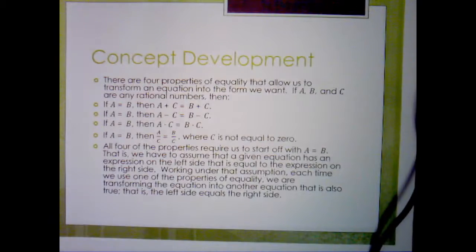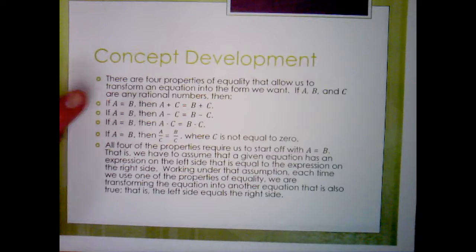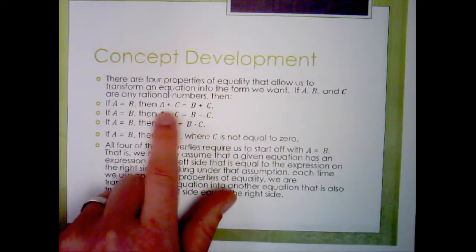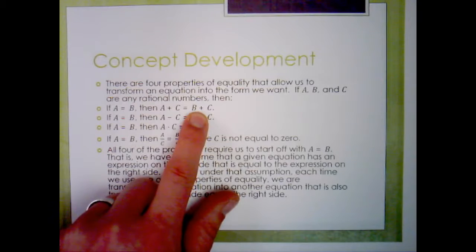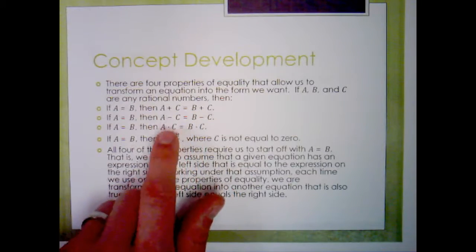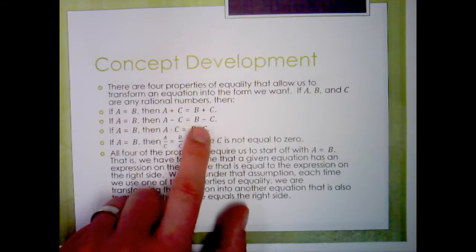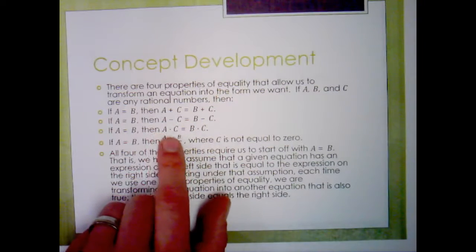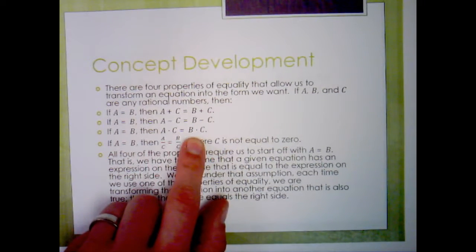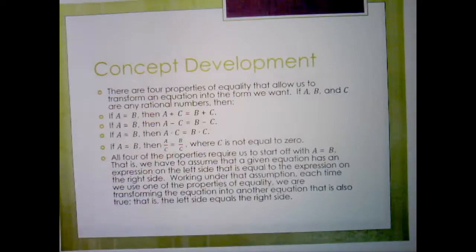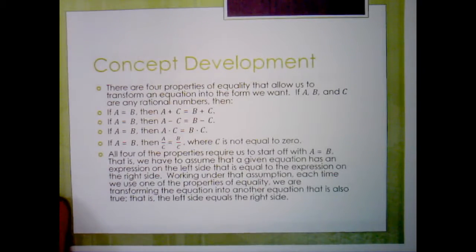Okay? So those are our properties of equality. There are 4 of them that allow us to transform an equation into the form we want. Okay, so A, B, and C are any rational numbers. So if A equals B, then A plus C is equal to B plus C, which means I can add the same thing to both sides of the equal sign, and it won't change the equality of my equation. Okay. The next one is the subtraction. I can subtract the same thing from both sides, and it doesn't change the equality. The multiplication property. I multiply both sides by the same thing, it doesn't change, and I can divide both sides by the same thing.